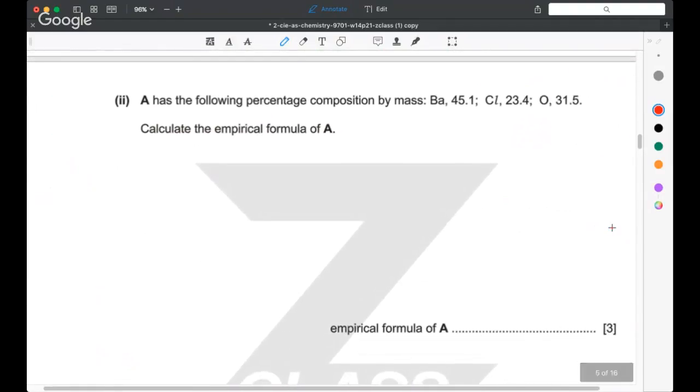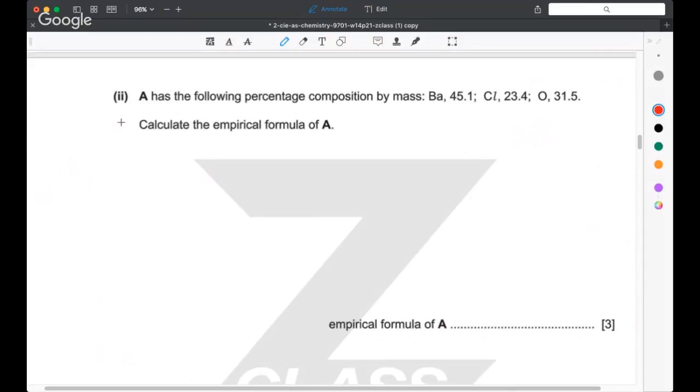Okay, this was another question that was done well by students. You're told the composition by mass, and so you have to work out the empirical formula here. Of course, you do that by first of all saying the mass of each element in 100 grams, because this is percentage here. We actually need to work with real masses. So for barium, there's 45.1 grams. For chlorine, there's 23.4 grams. And for oxygen, there's 31.5 grams, because we've got masses.